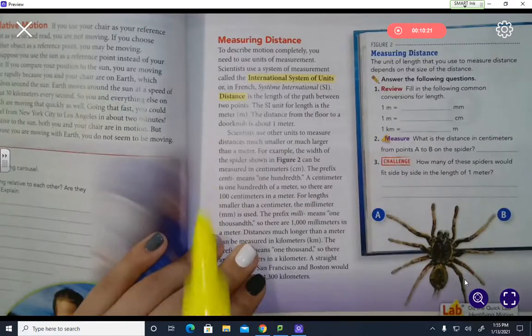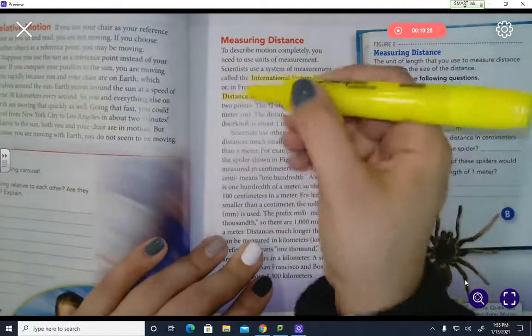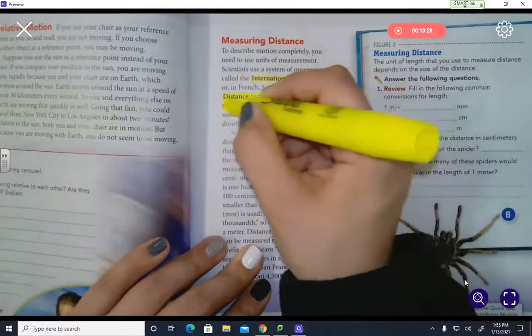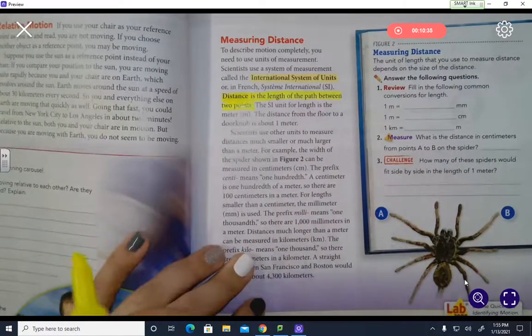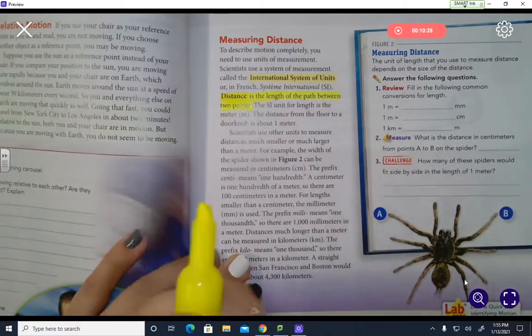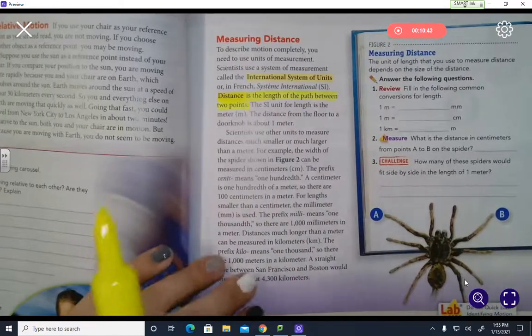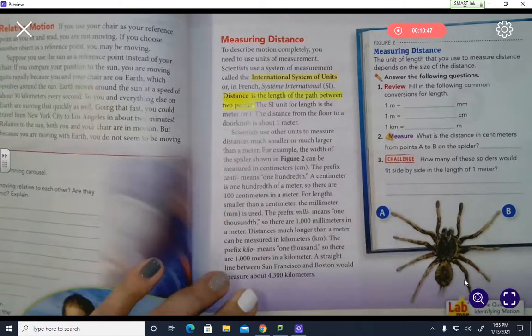Distance is the length of the path between 2 points. Highlight the definition for distance. We should all know what distance is. It's the distance between 2 points, the length between 2 points. The SI unit for length is meters. The distance from the floor to a doorknob is about 1 meter.